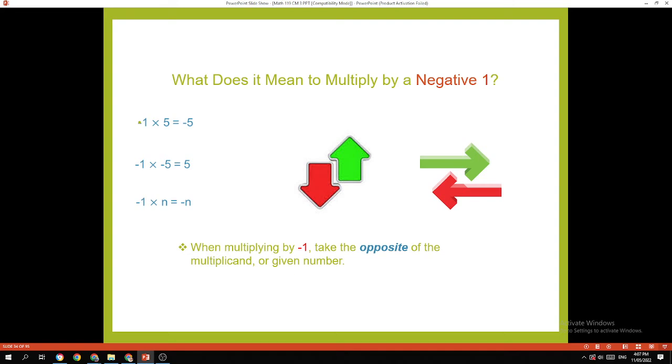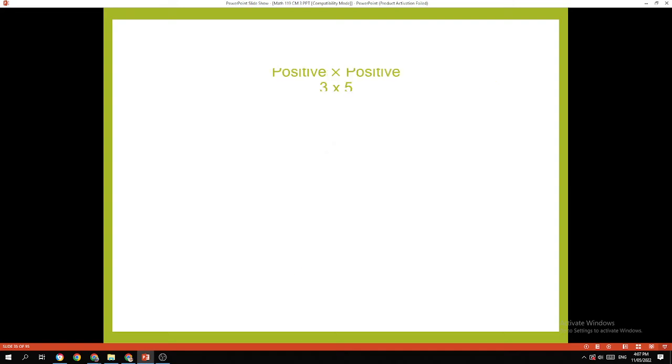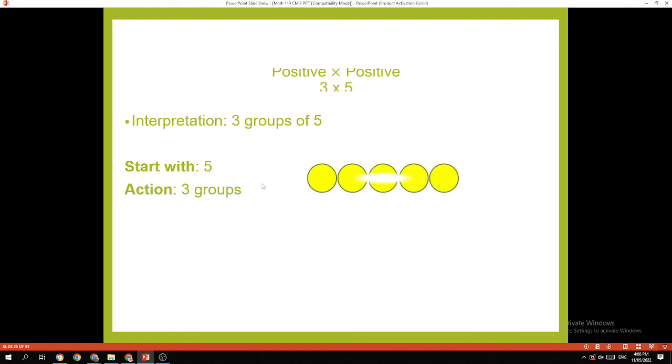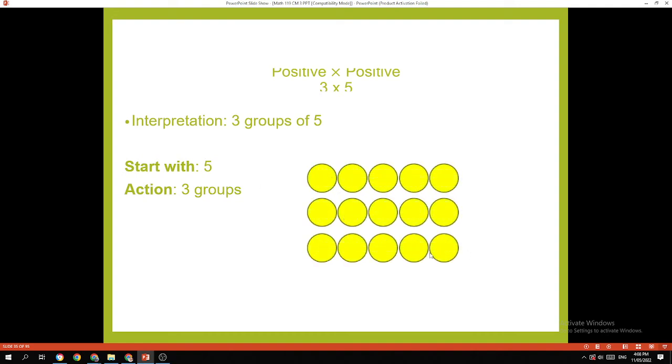Sir, how do you do that? To make this process clearer, let's have one example. Positive times positive: 3 times 5. I'm going to write this as 3 groups of 5. Start with 5. Then add 3 groups. The action is 3 groups of 5. So I have 5 and there should be 3 groups. Positive, so I'm going to use yellow. The answer for this is 15, if you count it.